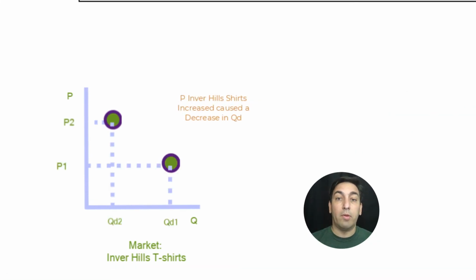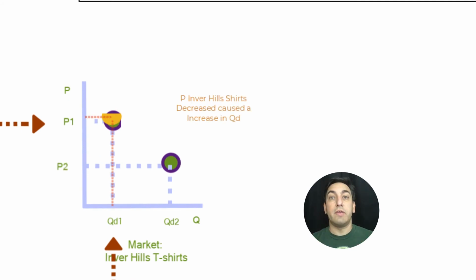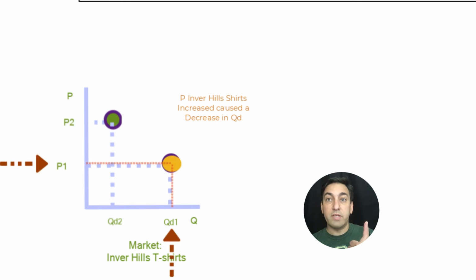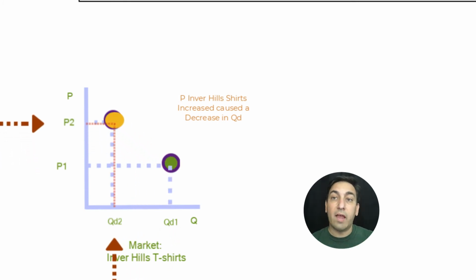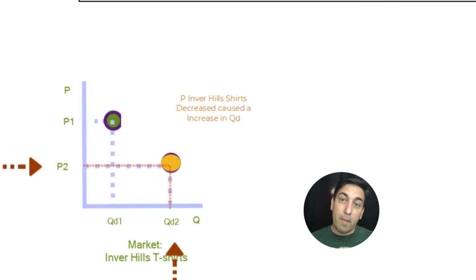So in our example, Inverhill's t-shirts, the only thing that can change the quantity demanded of Inverhill's t-shirts is if I change the price of Inverhill t-shirts. If I raise the price of Inverhill's t-shirts, the quantity demanded declines. I'm going to buy less of them. If I decrease the price of Inverhill's t-shirts, then my quantity demanded will increase. Again, that's shown by movement along the curve.